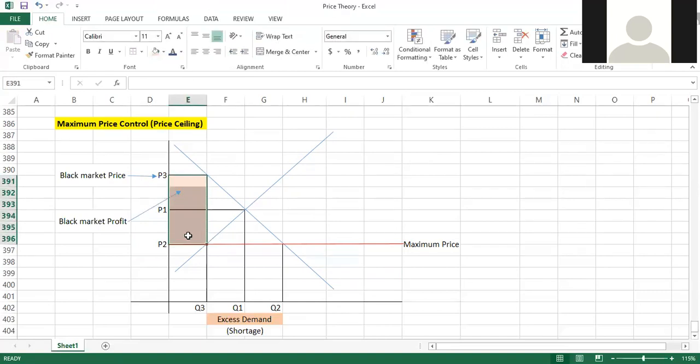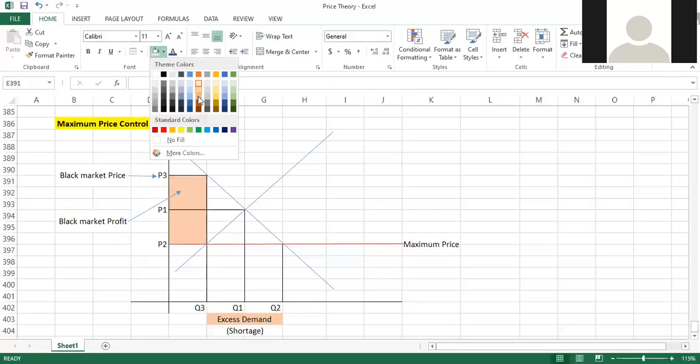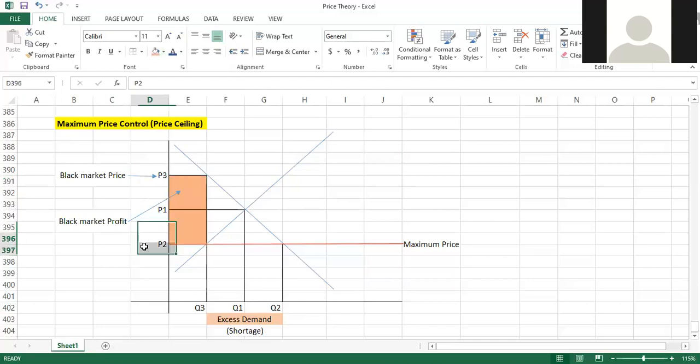Because the black marketers will try to buy this product at the government control price and sell at a black market price. So they will try to earn this black market profit. But if black market conditions arise, the maximum price control totally fails. The government will not be able to achieve its objective. Therefore, government should not allow a black market to be created.